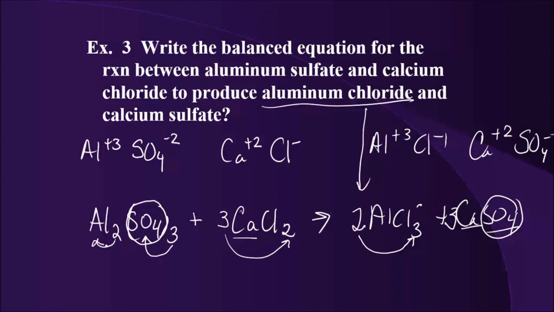How many ALs? How many SO4s? How many CAs? How many CLs? Congratulations. That's as hard as these get. Do you have to like rewrite it down with the plus 3 CA? Nope. All right. Do 8.1a.